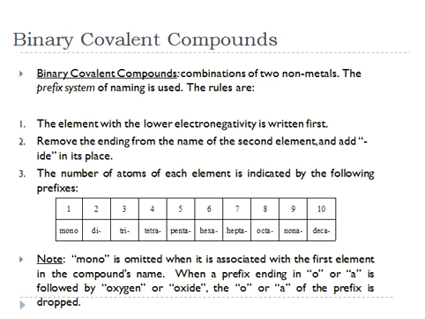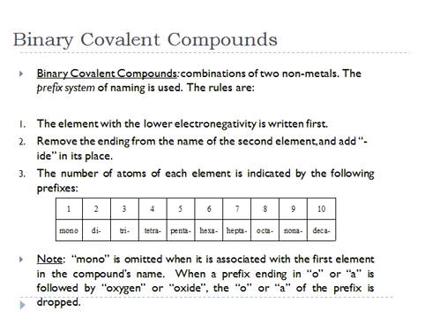So we're going to start with binary covalent compounds. Remember, a covalent compound is 2 or more non-metals. When you have a compound with 2 or more non-metals in it, you're going to use prefixes to name it. So here are the rules.